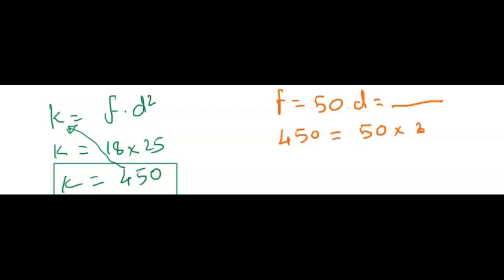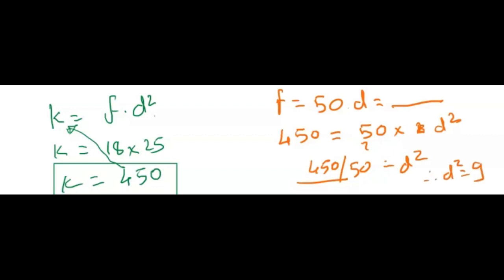Now d square we are not aware of, so we'll write d square here. I'm taking d square, not d. Plugging the values into the equation, I'm plugging in the value of 50 for F. So 450 divided by 50 is equal to d square. Therefore, I'm getting d square equal to 9.